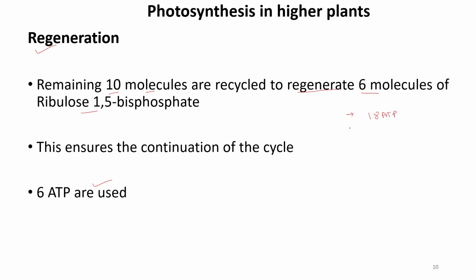Alright, 12 in the reduction phase and 6 in the regeneration phase, and 12 NADPH2 are also utilized. Okay, for fixing how many? For fixing 6 carbon dioxide, or you can say for the formation of 1 molecule of glucose. 1 glucose molecule requires 18 ATP and 12 NADPH.